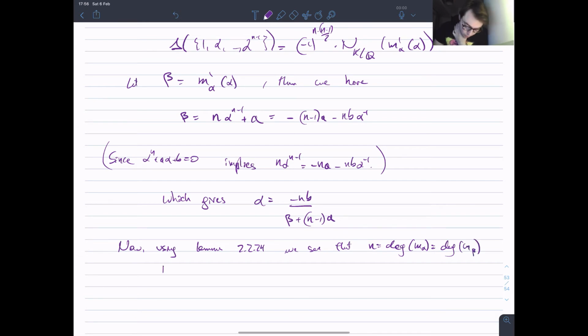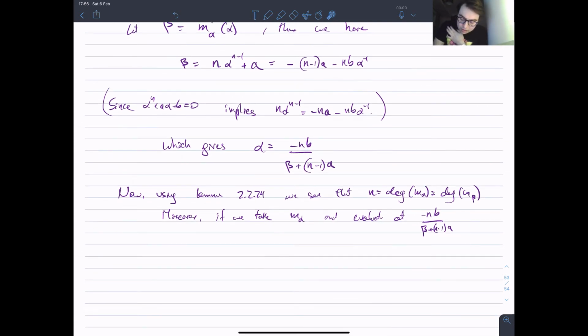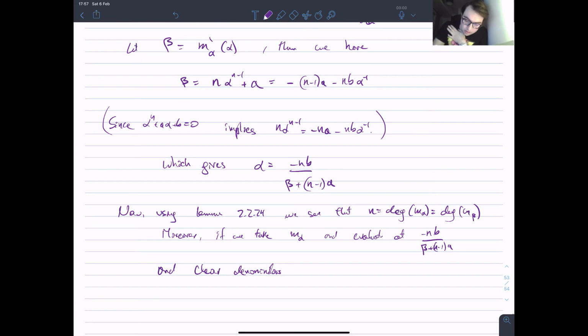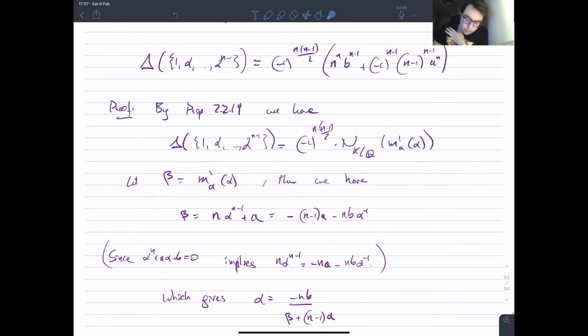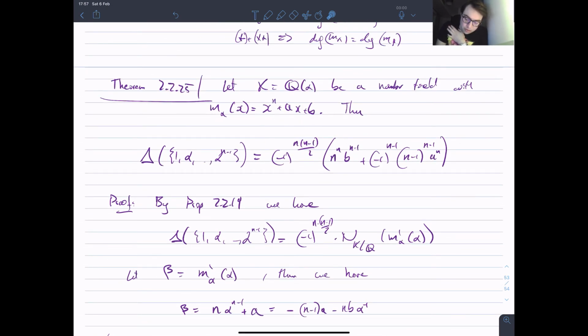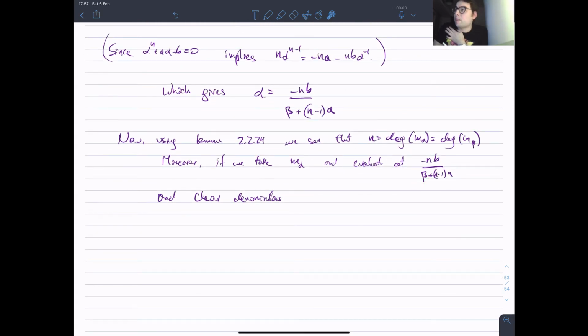So we have these two things. Moreover, if we take m of alpha and evaluate it at minus n b over beta plus (n-1) a, on the one hand we know that this is alpha, so the thing is going to be 0. But if you rearrange it and clear the denominators, you just plug this into this polynomial. You know it's alpha, so it's going to be equal to 0, and then just rearrange and you're going to get an expression for beta.